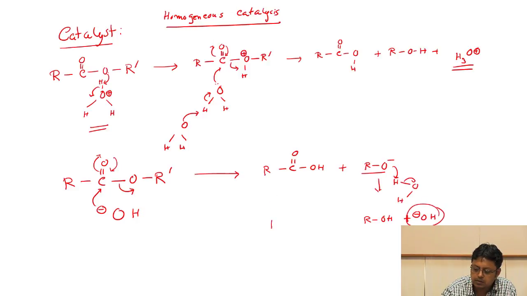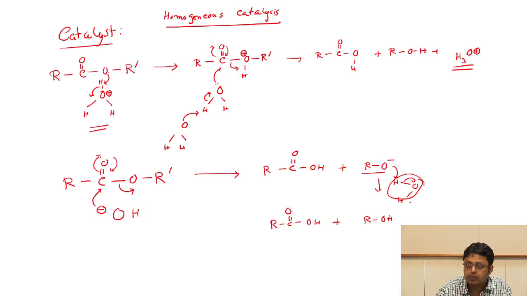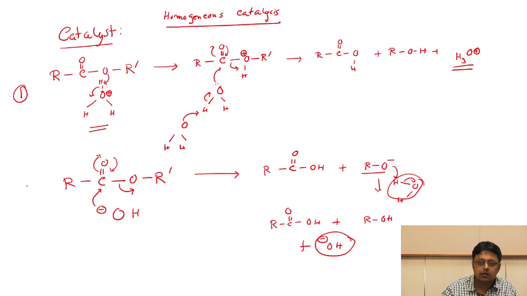So I'll have RCOOH, and in effect this water is consumed. This is plus OH minus, so this OH minus is regenerated. You can see that we have just given you an example of acid catalyzed hydrolysis of the ester, as well as base catalyzed hydrolysis of the ester. So these are two different pathways, by the way. The base catalysis, if I remember correctly, is actually a slower process than the acid catalysis reaction.